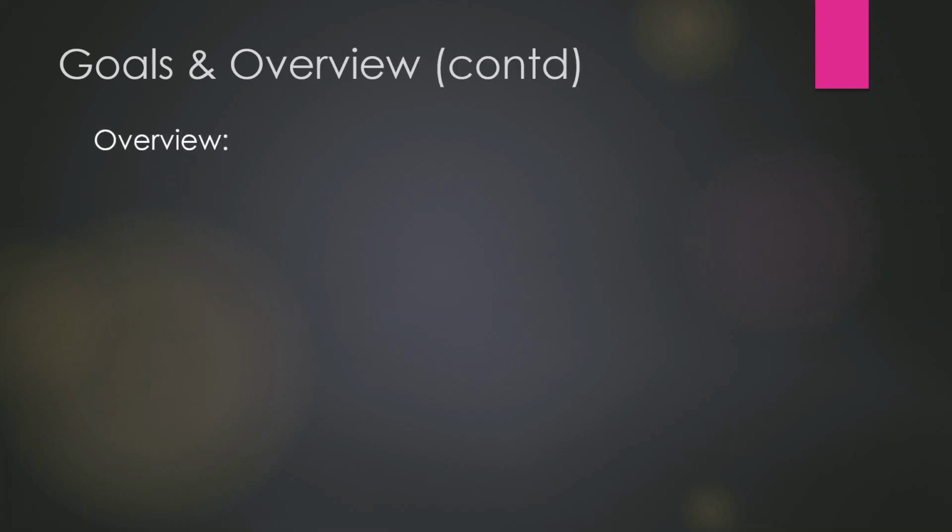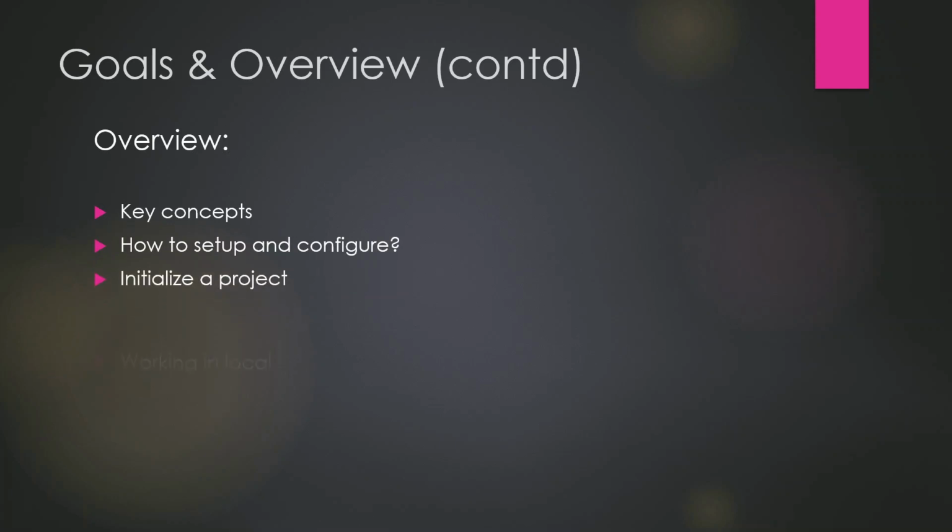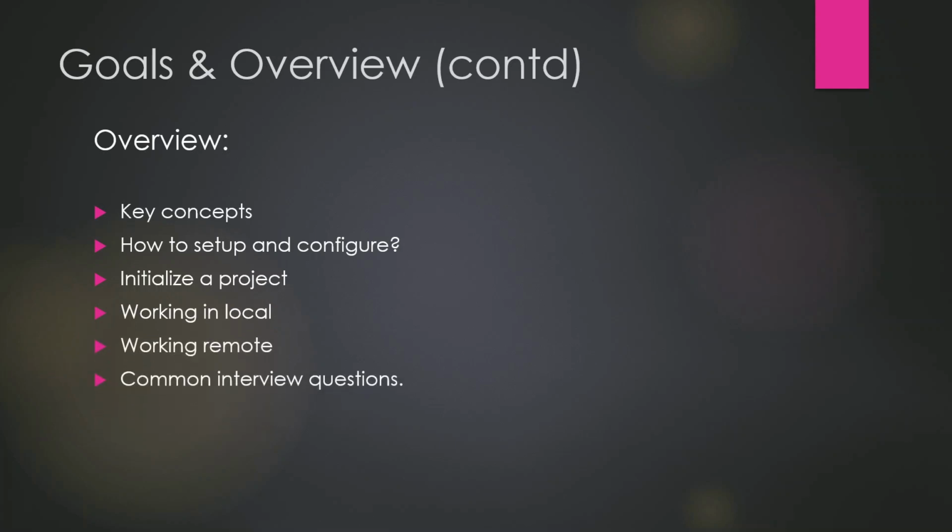Let's talk about the overview. In the overview, we are going to talk about the key concepts that you need to know about Git, and then how to set up and configure Git, how to initialize a project from scratch, how to work locally, and how to work with remotes as well. And then after that, we'll take some common interview questions which people ask in interviews. And then we'll talk about some miscellaneous topics as well for this course.